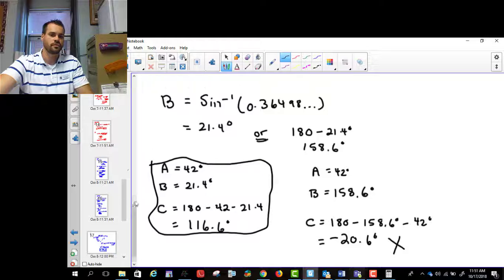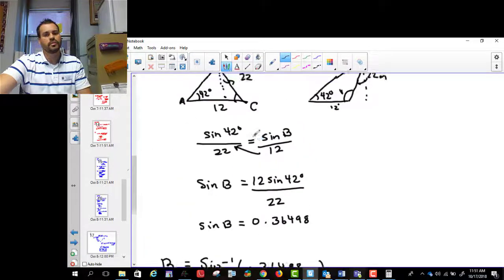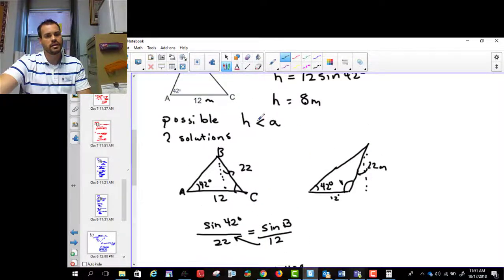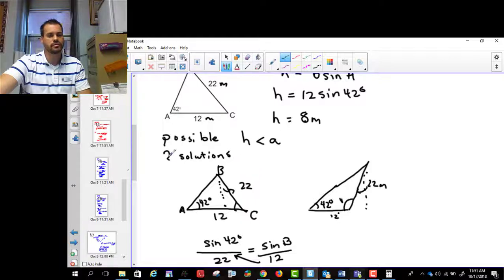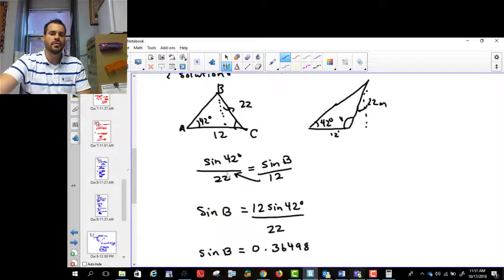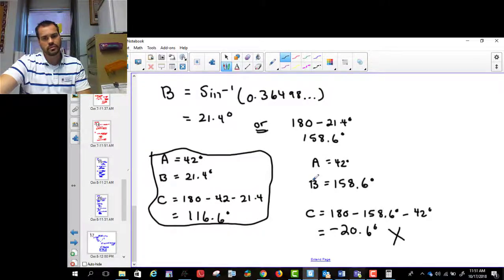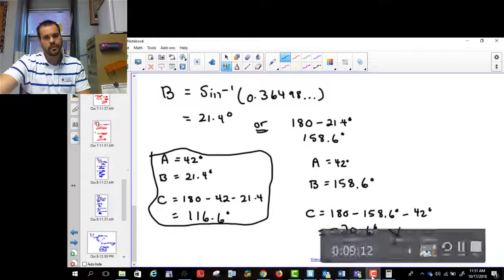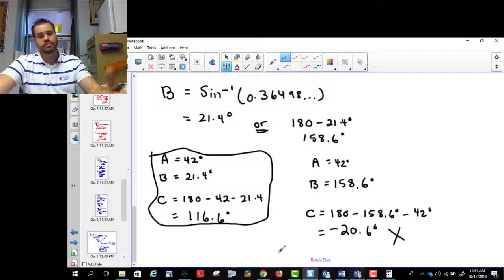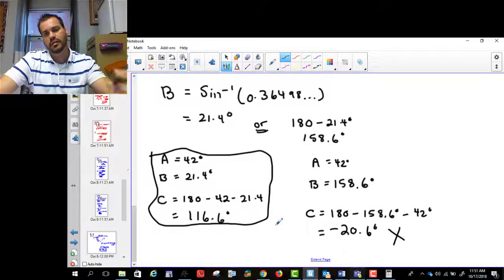So we test this first. We go back up here and we test this. We say, is H less than A? Yes. So there's possibly two solutions. And then we actually solve it out, and we see that one of them doesn't really work. So it's possible there's two, but that doesn't necessarily imply there are two.